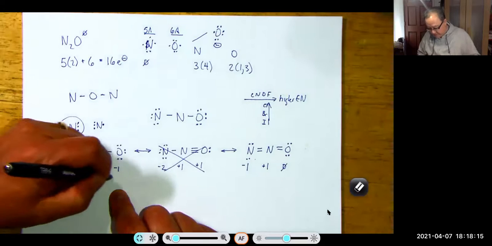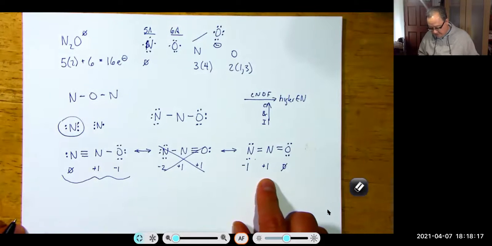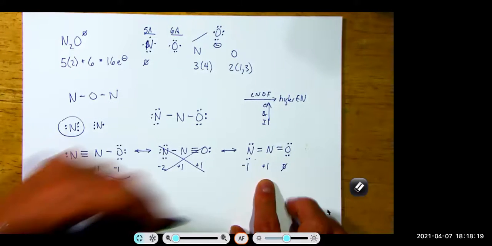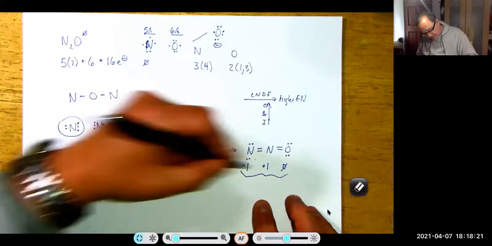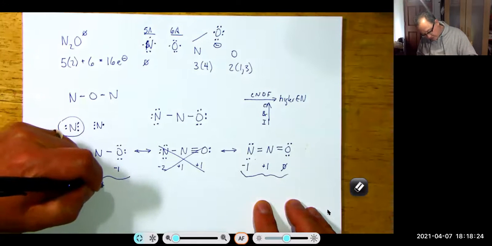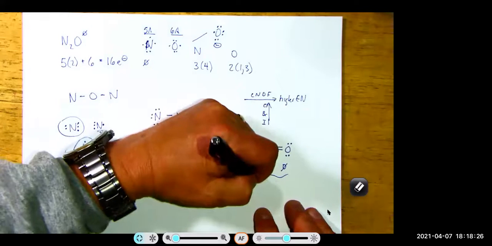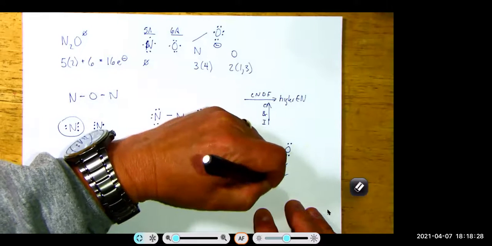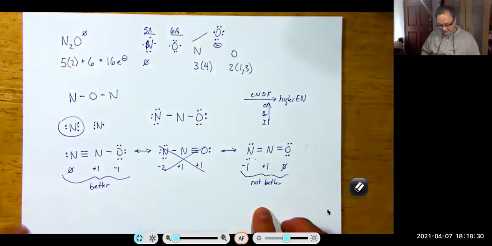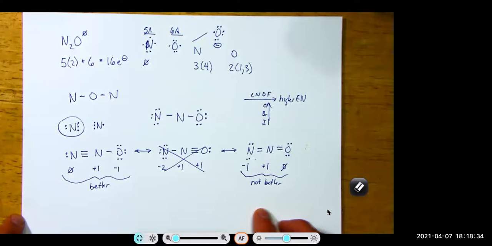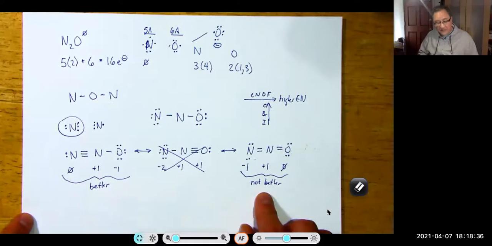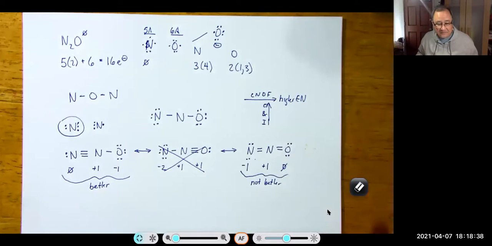And how about over here? It's not. It's a 0. So here we'd say this one is better. That's the best. This one is not better. And so this is the best. Best, then the not best, and the worst. And this one, it doesn't even count.